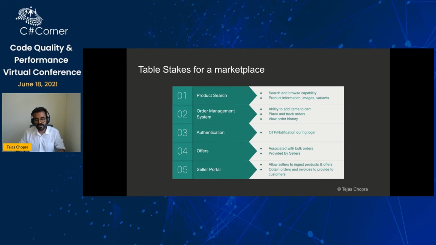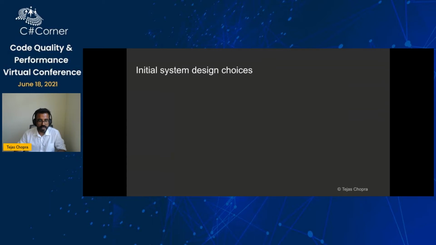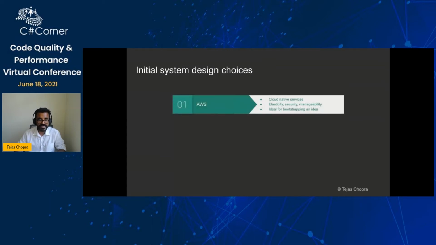And finally, a way for the sellers, which is the other side of the spectrum, to ingest their products and offers into our platform. So these are some things that we have to build for it to even take off. And some of the initial design choices that we took were, we started with cloud because cloud was the easiest way to bootstrap any idea. It allows you to have elasticity, scalability, security, manageability is handled by them. So it's a very low barrier to entry if you want to build systems.